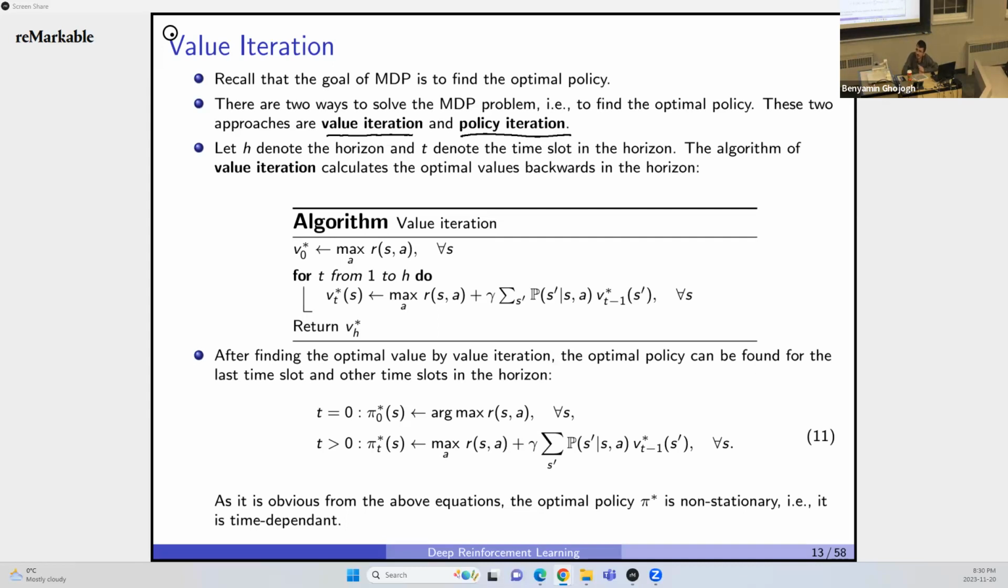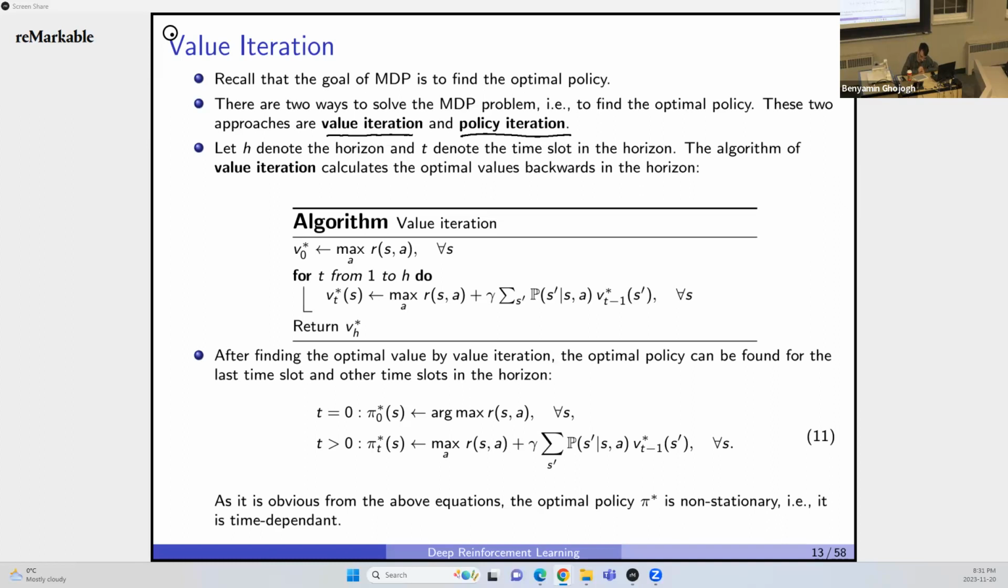Okay. Let me tell you. Again, I emphasize that we haven't yet started reinforcement learning. We are in Markov decision process. So value iteration and policy iteration, at least in these things that we are talking about right now, are not in RL. They are in Markov decision process. I will tell you what is the difference between Markov decision process and reinforcement learning.